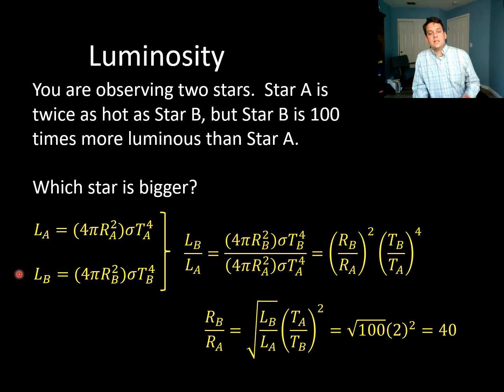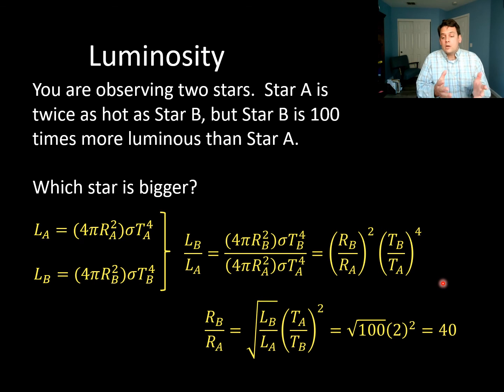Now, since the question is asking about the relative size of the stars, what we're interested in calculating is the ratio of the radii, R_B over R_A. To get that, we first divide the luminosities. If we divide L_B by L_A, we get an expression we can simplify by canceling out the factors of 4 pi and the Stefan-Boltzmann constant. If we then group terms, the ratio of the luminosities is equal to the ratio of the radii squared times the ratio of the temperatures to the 4th power.